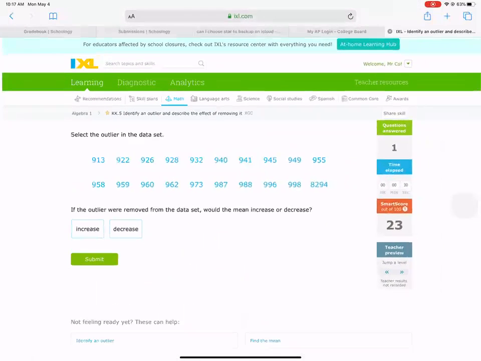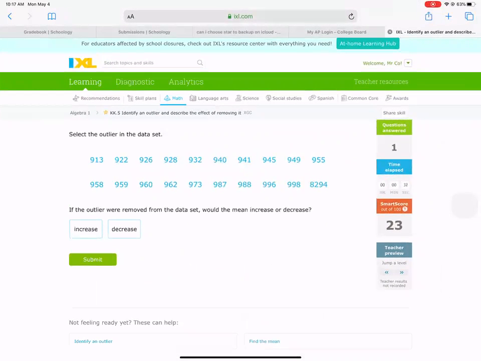Okay, let's find the outlier here. I see 8,000. That's huge. So that value made everyone a little bit richer. The average was moved to the right. We sometimes use the word skewed, like your view is skewed, so it's off. So this would skew it to the right, higher value. So if we took off that outlier, our mean would decrease.